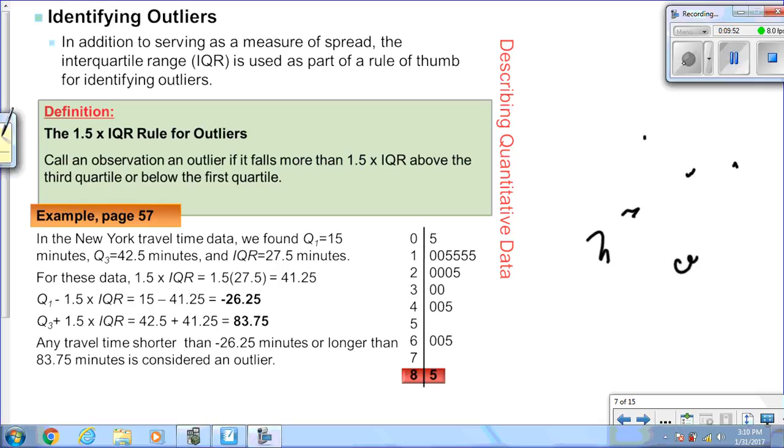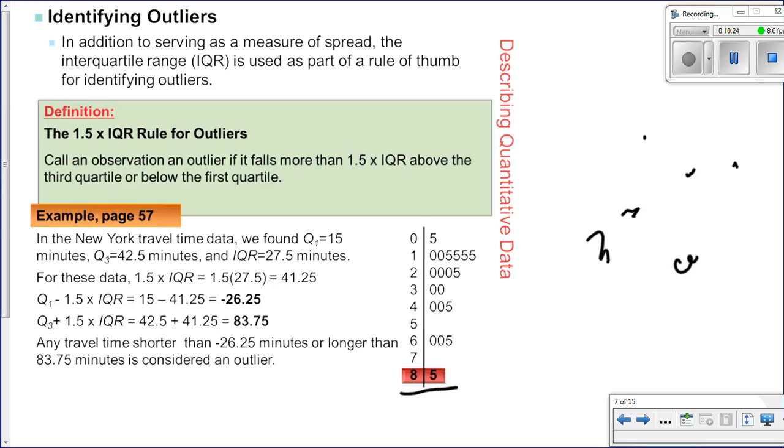All right, we're going to try this one more time. 1.5 times 27.5, we get 41.25. Then we subtract that number from Q1, and we add that number to Q3. If there's any value that falls below negative 26.25 or above 83.75, then it's an outlier. So 85 is above 83.75, therefore 85 is our outlier. We can now officially say 85 is an outlier. We no longer have to say potential because we actually did the calculations to prove it.